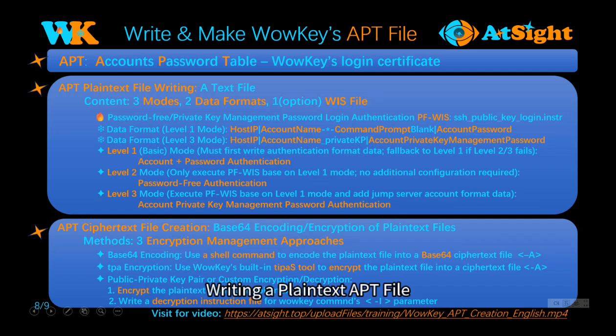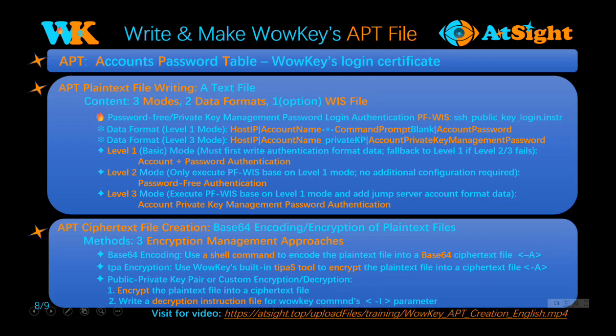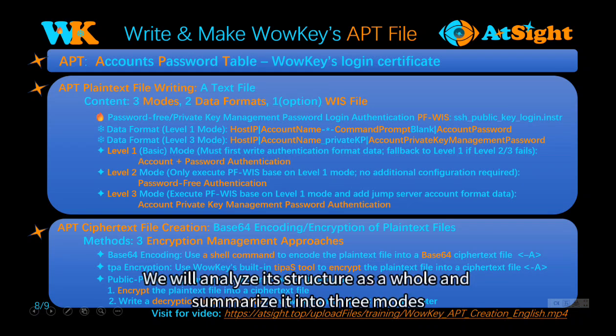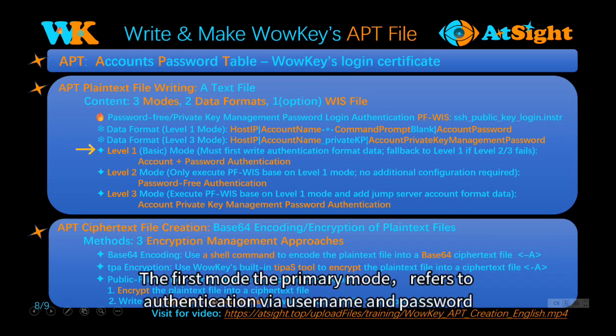Writing a plaintext APT file. A plaintext APT file is a simple TXT text file. It does not require complex syntax rules or intricate data structures. Let's look at the content of an APT plaintext file. We will analyze its structure as a whole and summarize it into 3 modes, 2 data formats, and an optional WIS instruction script file. The first mode, the primary mode, refers to authentication via username and password.